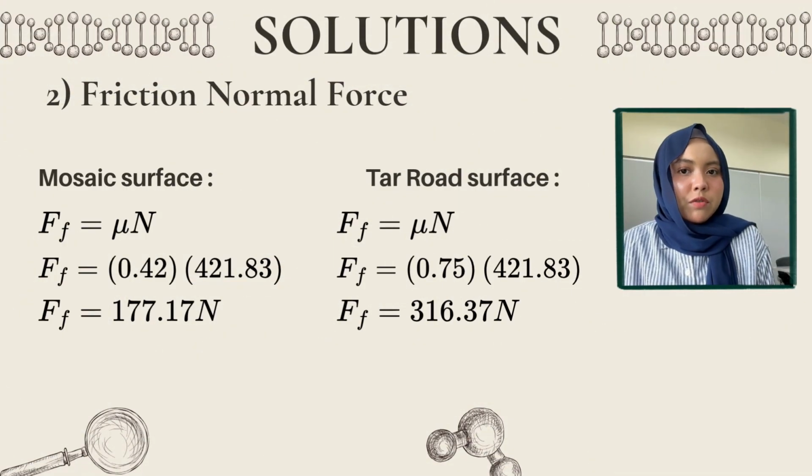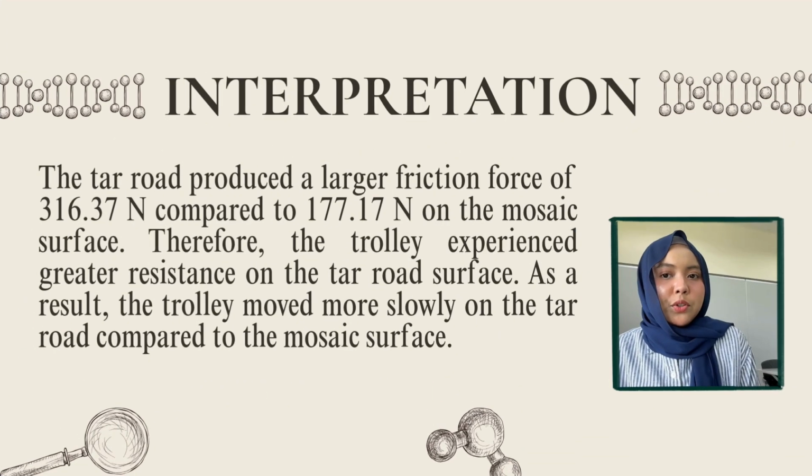Next, F_F, friction force, equals mu, coefficient of friction, times N, normal force. So F_F equals 0.42 times 421.83, and we got F_F equals 177.17 newtons. For the tar surface, F_F equals 0.75 times 421.83, and we got F_F equals 316.37 newtons.